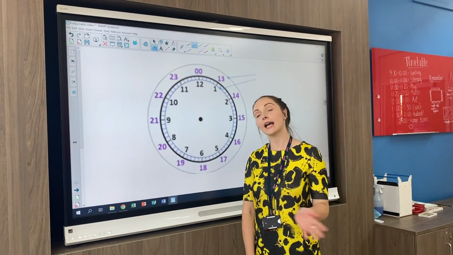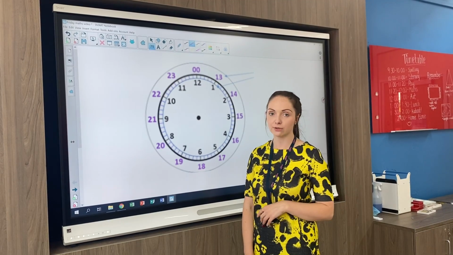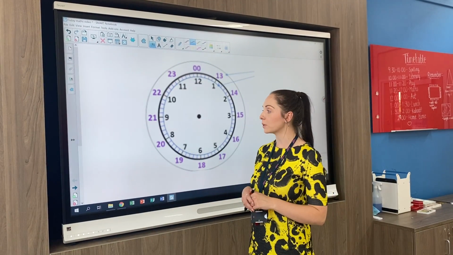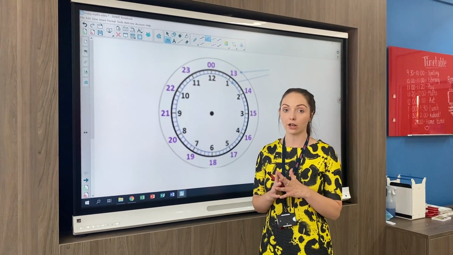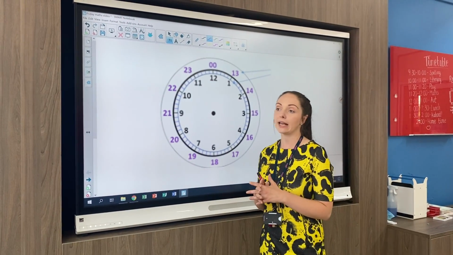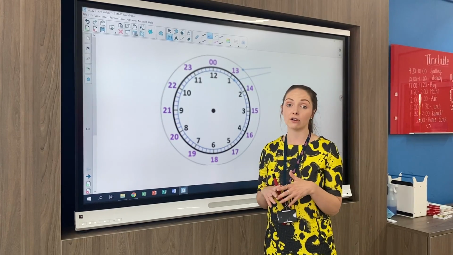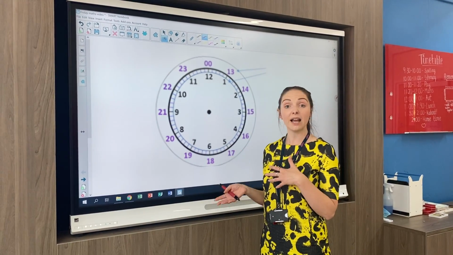So we've done time all week and today is our final day, and we'll move on to something else next week. So today we are starting to think about the 24-hour clock as well as the 12-hour clock. Okay, so you might already have quite a good understanding of the 24-hour clock, but you might not, and that's absolutely fine.